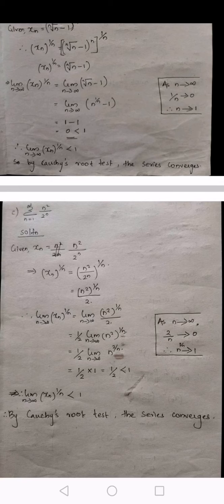1 by 2 is always less than 1. Therefore limit n tends to infinity xn raised to 1 by n is always less than 1, which is the condition for convergence. So by Cauchy's root test, the series converges.